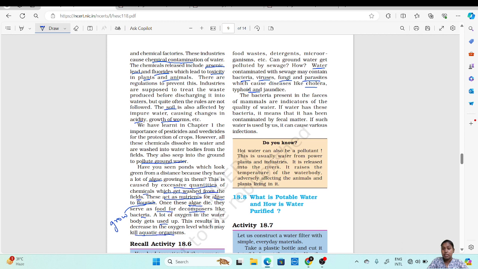So the bacteria present in feces of mammals, as I hope everyone knows what feces is, are indicators of the quality of water. So if water has these bacteria, it means that it has been contaminated by fecal matter. If such water is used by us, it can cause various infections. So if we test water and it contains all these bacteria, viruses which cause cholera, typhoid, and jaundice, that means that water has been contaminated by human fecal matter. In such cases, we can get various infections.